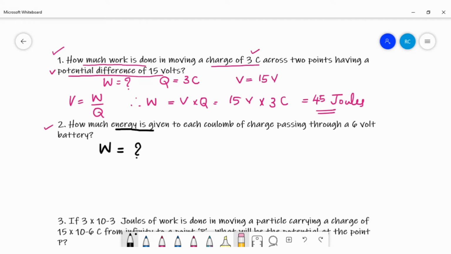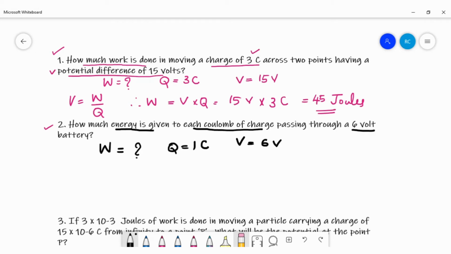to each coulomb of charge. So what is the meaning of each coulomb of charge? Each means 1. So 1 coulomb of charge, which means Q is equal to 1 C. So how much energy? Energy means work done, to each coulomb of charge. So the charge given here is 1 coulomb passing through a 6 volt battery. So the voltage or the potential difference is given. 6 volt means it is the potential difference. So V equals 6 volt.